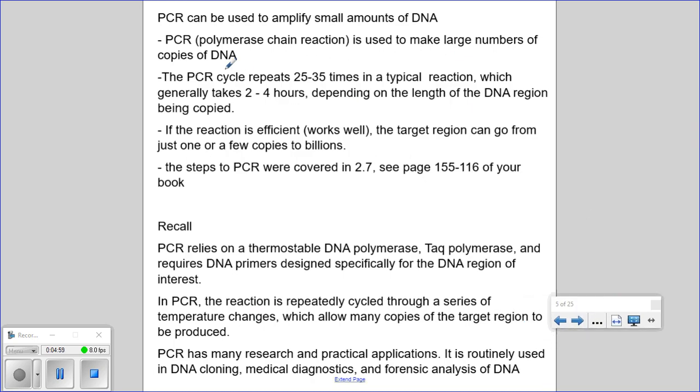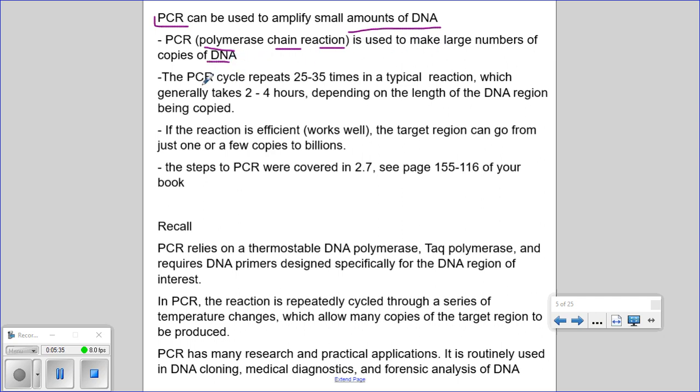Before we can use gel electrophoresis for DNA molecules, for example, we have to subject our DNA samples to PCR. PCR can be used to amplify those small amounts of DNA, which can then be separated by gel electrophoresis. PCR, just a reminder, is the polymerase chain reaction. We're using that DNA polymerase, that Taq polymerase, to basically create regions of interest or fragments of interest from our DNA. And PCR is going to be used to make large numbers of copies of DNA.